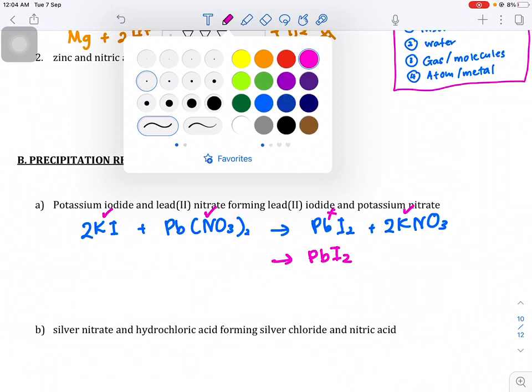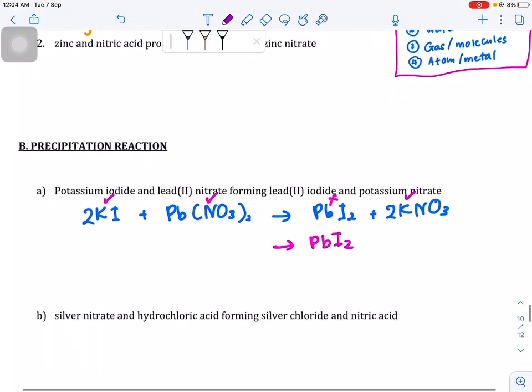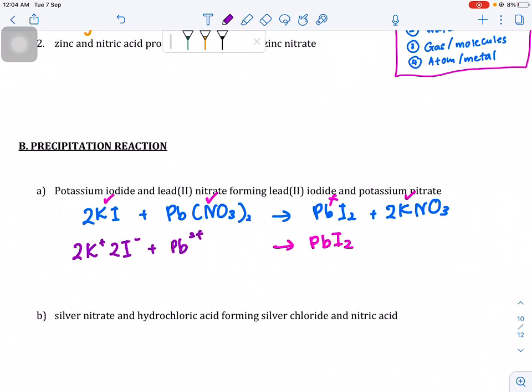Okay, so yang boleh dipecahkan, kita akan mula pecahkan dia. Potassium iodide contain potassium ion and iodide ion. Ada berapa? 2 potassium, 2 iodide. Okay, lead(II) nitrate contain Pb2+ and also nitrate ion. You kena ingat charge sangat-sangat untuk writing ionic equation ni. How many nitrate? We have 2 nitrate. And potassium nitrate contain potassium ion and nitrate ion. How many potassium ion? 2. How many nitrate ion? Also 2.